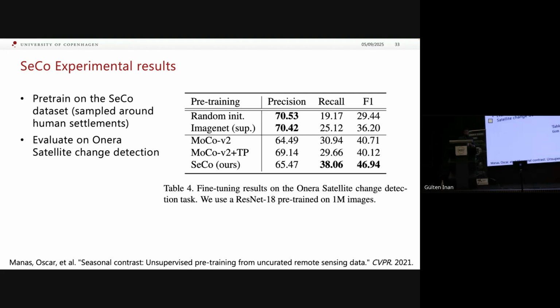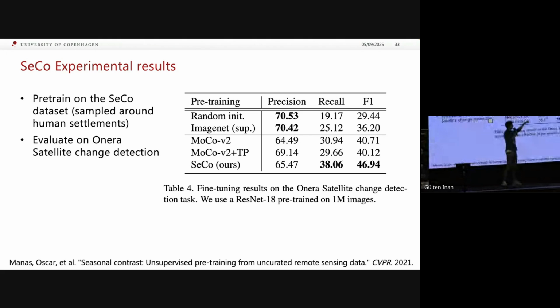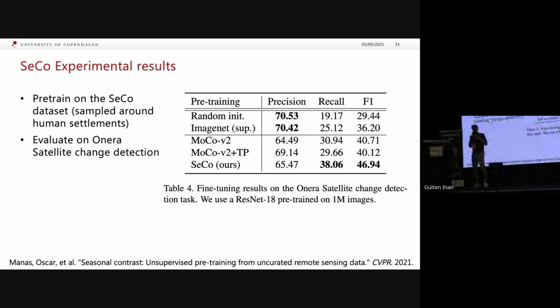Okay, and then this is the change detection result over here. So they could show that it actually matters quite a bit if we look at the overall F1 metric. That their approach, which has these two different projection heads, one that is sensitive over time, one that is not, is useful to later fine-tune for a change detection task.